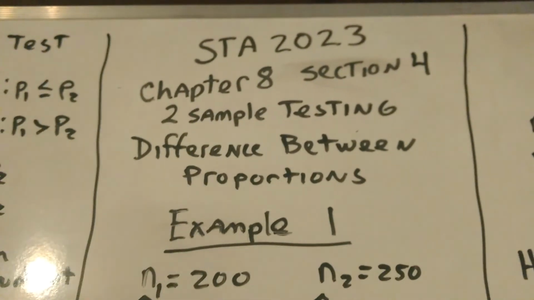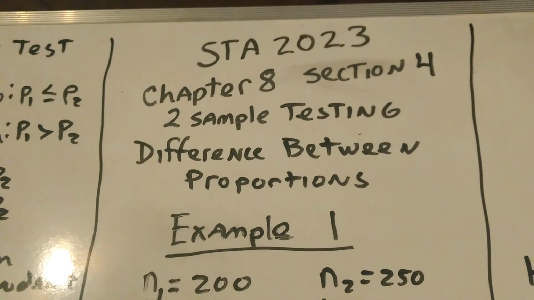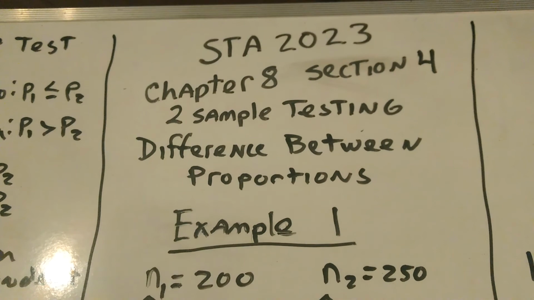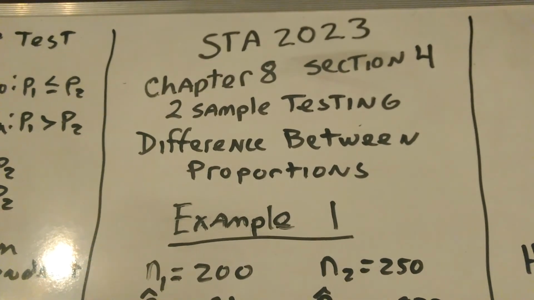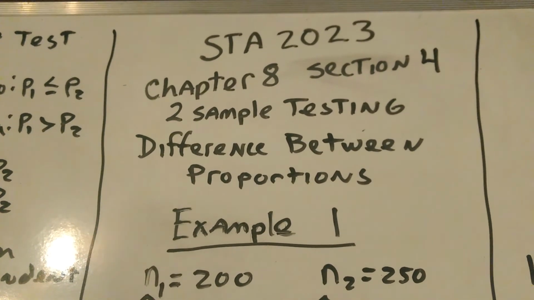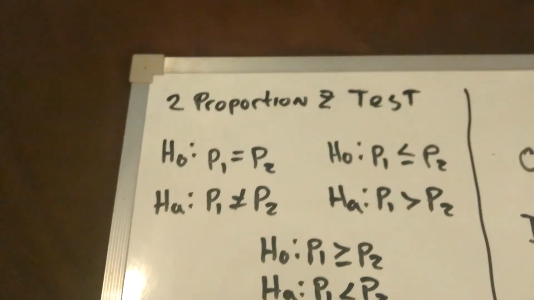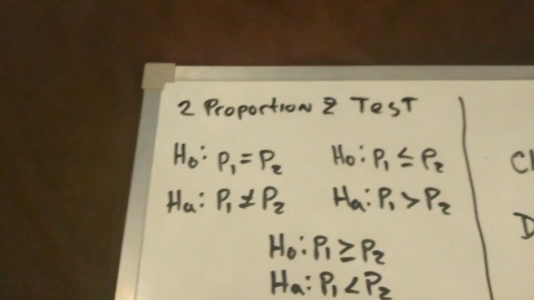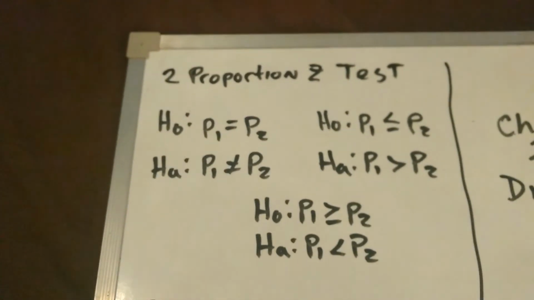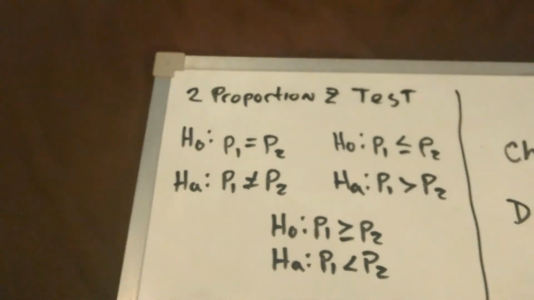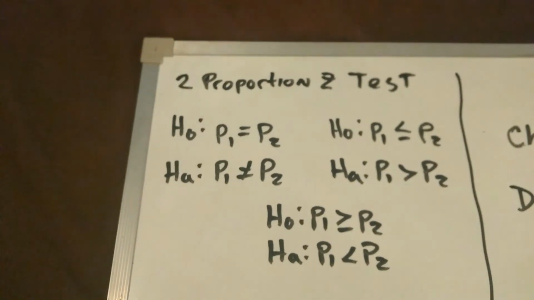This is Stats 2023, Chapter 8, Section 4, 2 Sample Testing. This is the last section that we'll cover in this chapter. This is difference between proportions. This is going to be on your calculator a two-proportion z-test. Just a reminder, we're dealing with P now, which is the population proportion.